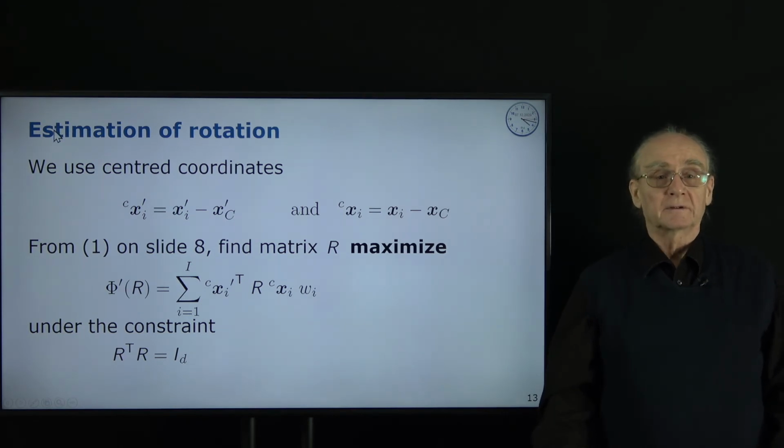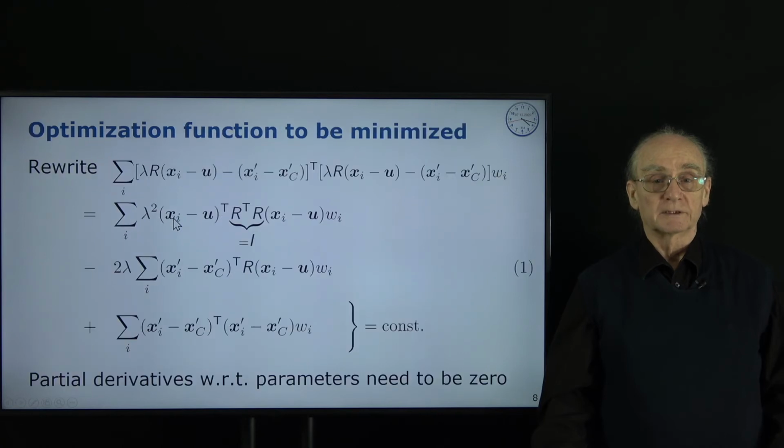Okay, now we look at the estimation of the rotation. We use the centered coordinates. So we have here the observed coordinates diminished by their center, and the given coordinates diminished by their center. And we have here the centered coordinates. That means we have here the upper left index C for the centroid coordinate system. And now, what do we need to optimize? Let's have a look at our optimization function, which is, this one is not depending on R. This is the only expression which depends on R.